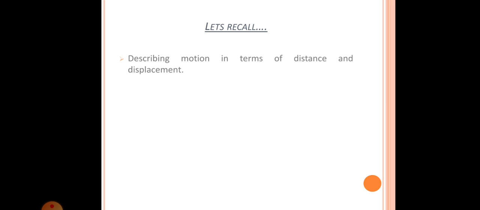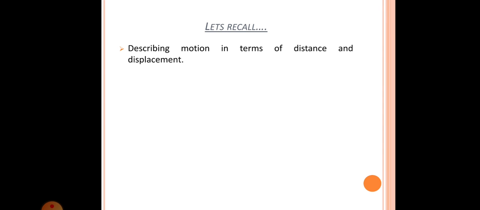Now let us try to recall what we have learned in today's class. At first we described motion in terms of distance and displacement, right? Then we discussed types of motion, where we studied uniform and non-uniform motion. Then we discussed scalar quantity and vector quantity.